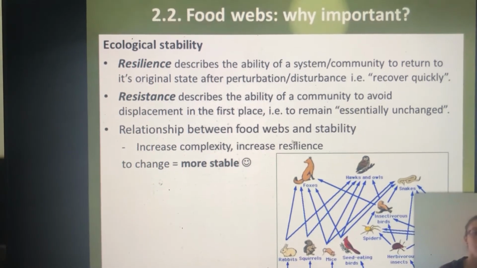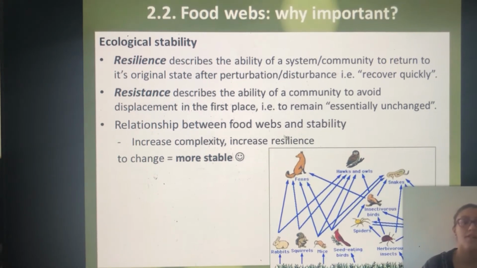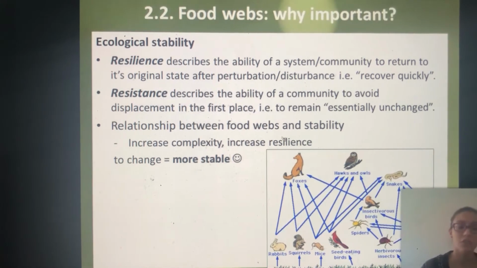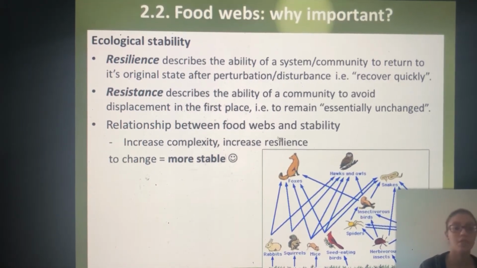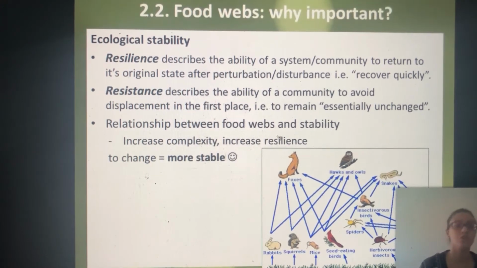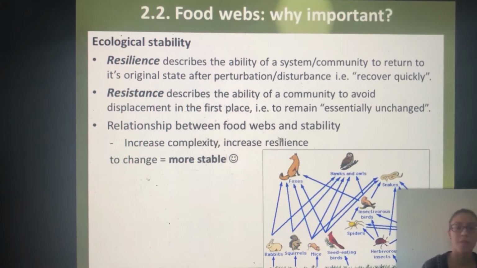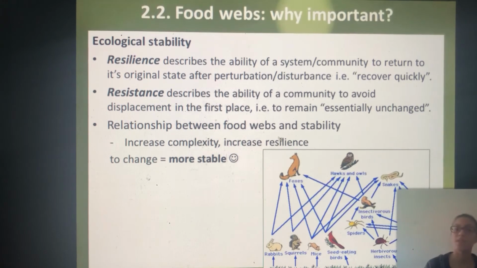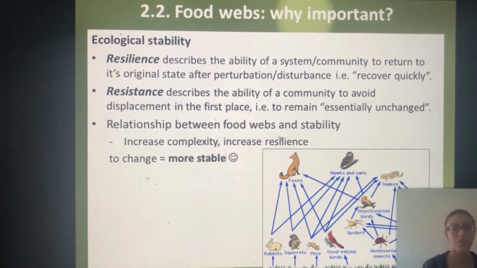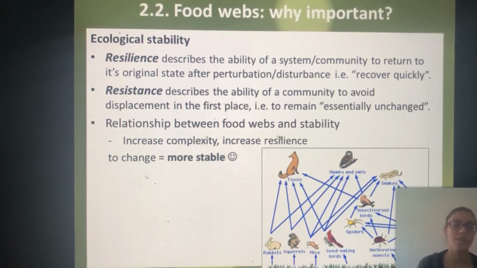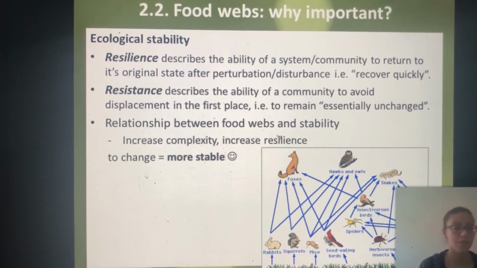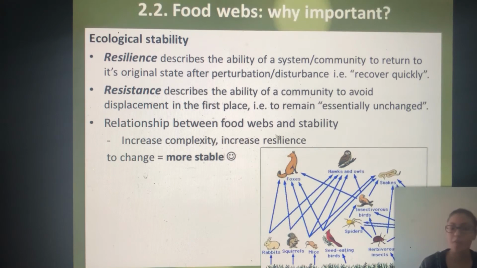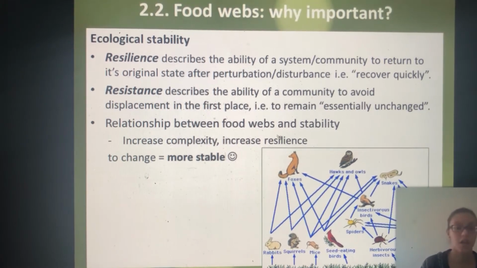Well, let's look at another concept known as ecological stability. There are two types. The first is resilience, and this describes the ability of a system or community to return to its original state after it has been disturbed. So in other words, it's able to recover quickly after disturbance. And then we also have resistance, and this describes the ability of a community to avoid displacement in the first place, i.e. to remain essentially unchanged.